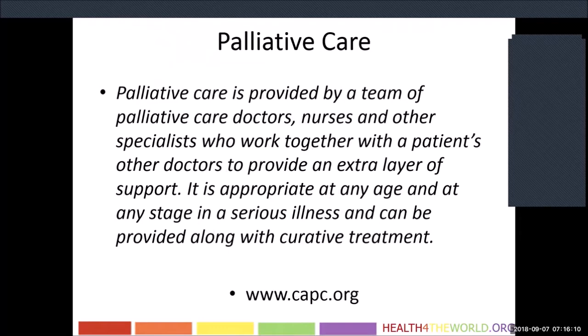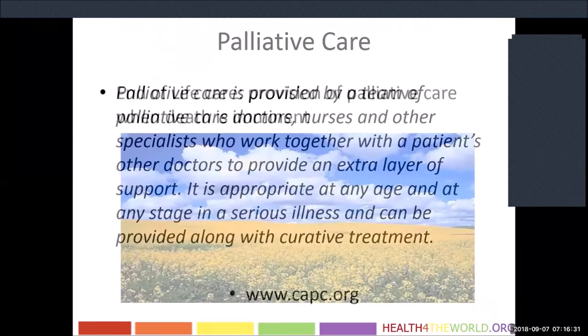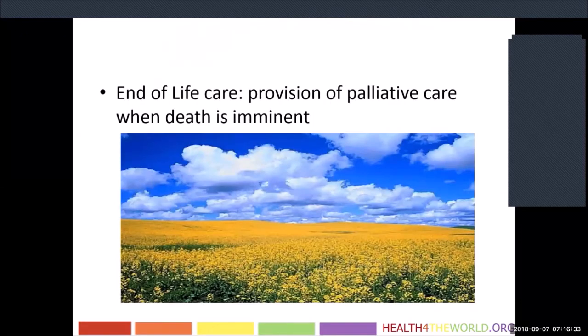So, one of the things we realized in the definition of palliative care, what you don't see here is you don't see the word dying. And so I like to explain that palliative care is the kind of care that people who are seriously ill need, no matter where they are. And there are different vehicles in which you provide the palliative care. So when we look at end-of-life care, end-of-life care is just the provision of palliative care when death is imminent.